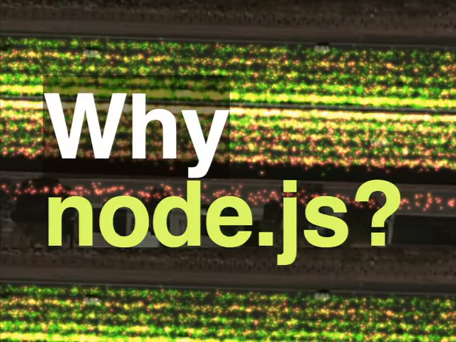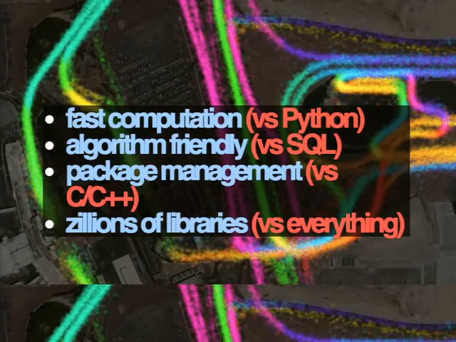So why did we pick Node.js instead of something else? We found that the computation was fast enough versus Python. JavaScript is algorithm friendly versus writing it in PostGIS, which I'll come back to in a second. And it's got great package management versus a lot of stuff we've written in C or C++ before. And there's about a zillion libraries already versus pretty much anything else out there.